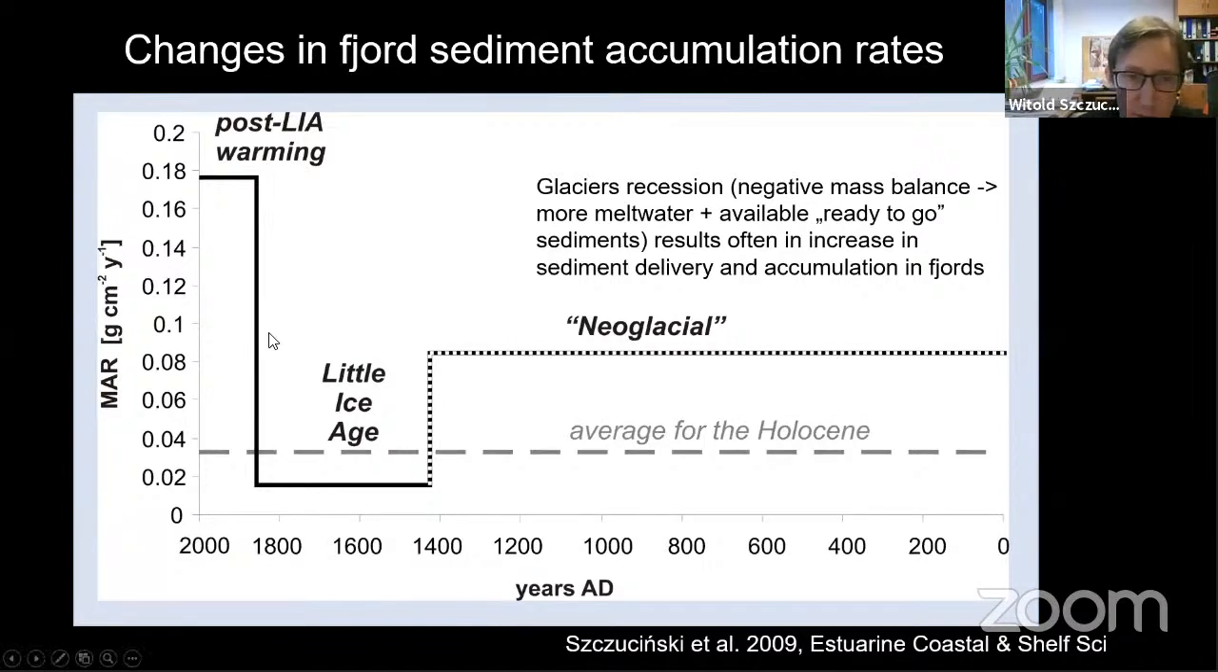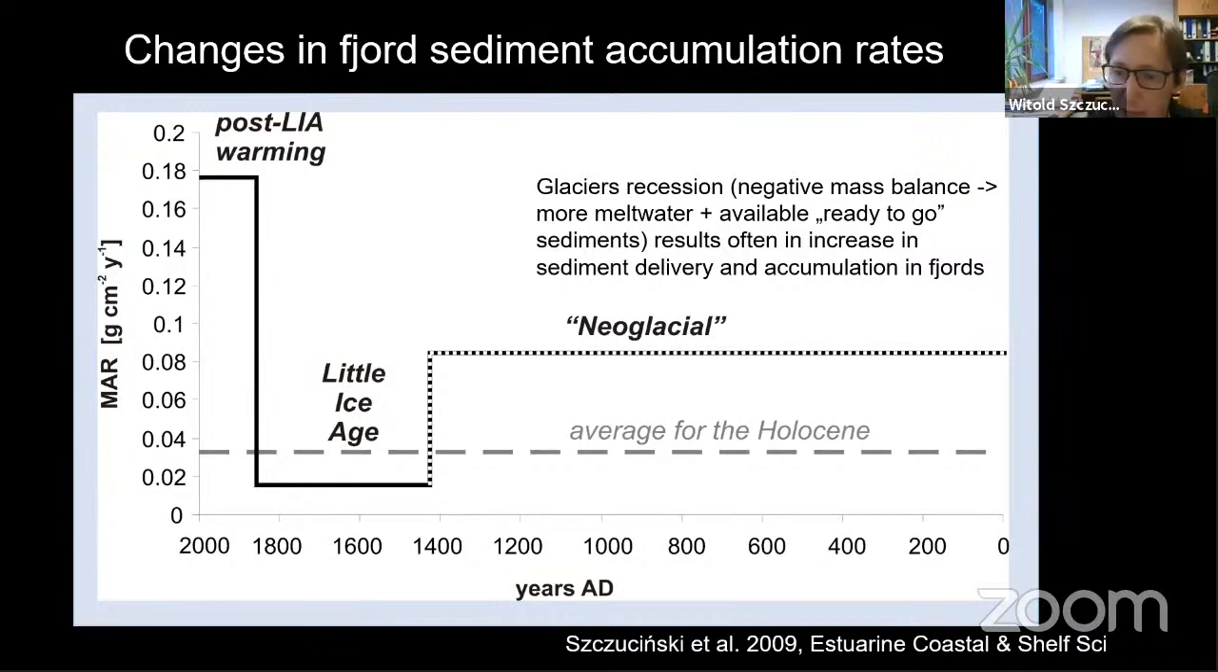We got a glacial recession after the Little Ice Age, which means we got a negative mass balance. Negative mass balance means that we got precipitation plus water from the glacial system. So some extra water for transport. Then the receding glaciers leave in front of them a lot of sediments, which is just ready to go. So it's a kind of temporary storage, which is just ready for transport to the fjord.